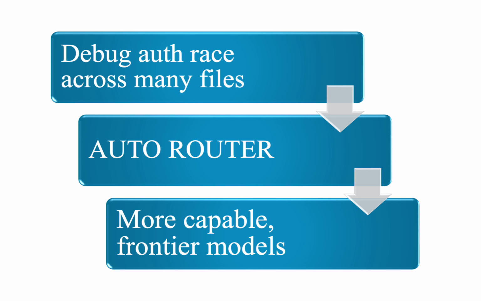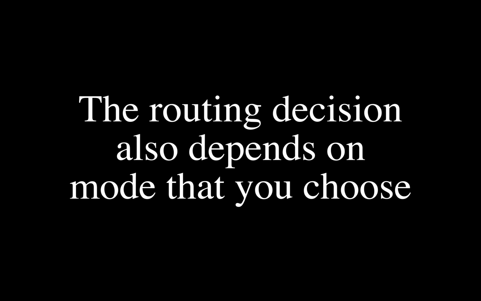The important detail is that routing happens per request. Two messages in the same conversation can potentially be handled by different models. The routing decision also depends on the optimization mode you choose.